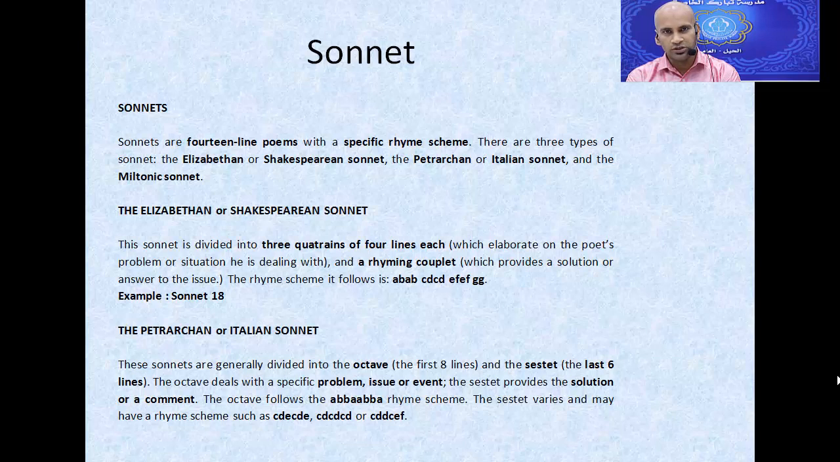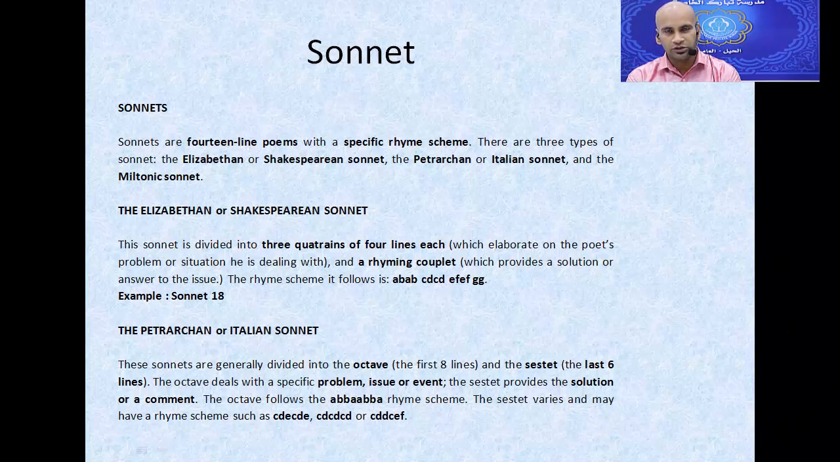First of all, this poem is a sonnet. Do you know what a sonnet is? We have studied the sonnet in detail at the beginning of the first semester. Now, let's go through the different types of sonnets. A sonnet is a 14-line poem with a specific rhyming scheme. There are three types of sonnets. The first one is the Shakespearean or English sonnet. The second one is the Petrarchan or Italian sonnet. And the third one is the Miltonic sonnet.